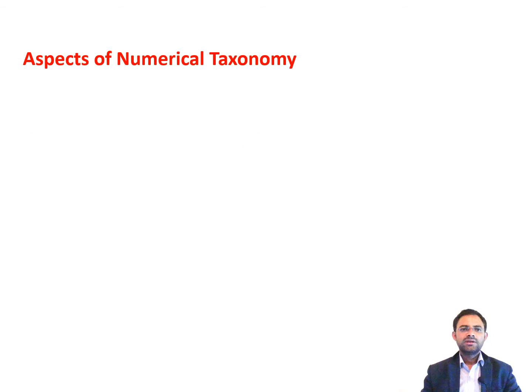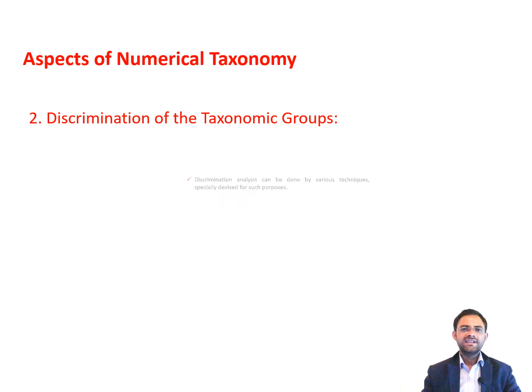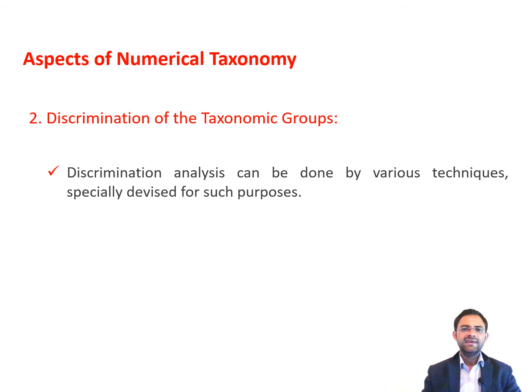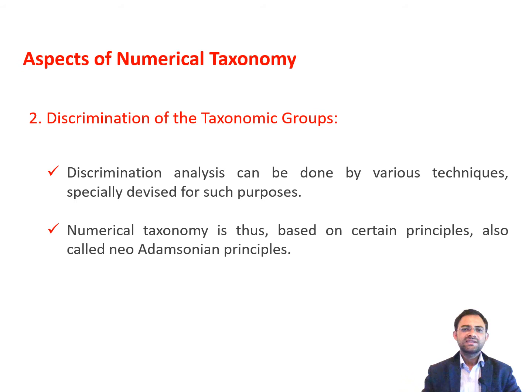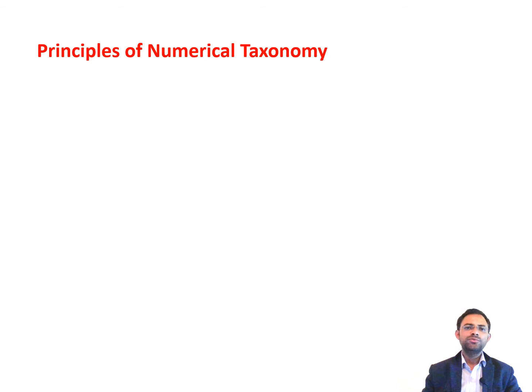The second aspect of numerical taxonomy is discrimination of the taxonomic groups. When the taxonomic groups chosen for the study show overlapping of characters, discrimination should be used to select them. Discrimination analysis can be done by various techniques specially devised for such purposes. Numerical taxonomy is thus based on certain principles, also called neo-Adansonian principles. Now, the principles of numerical taxonomy.